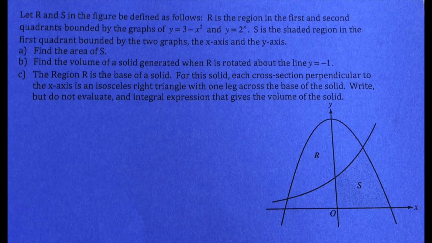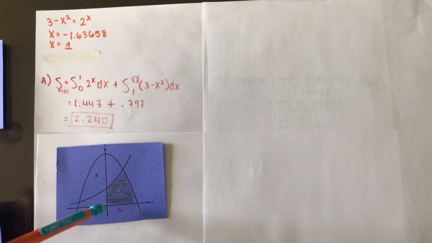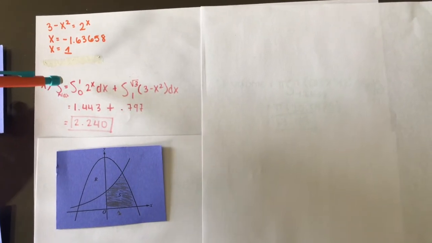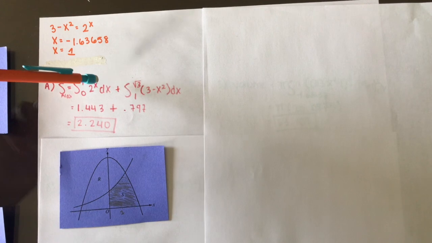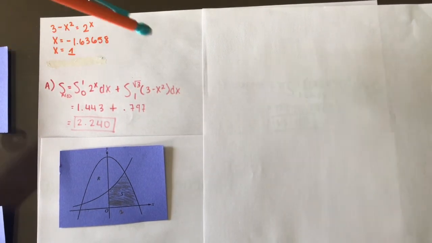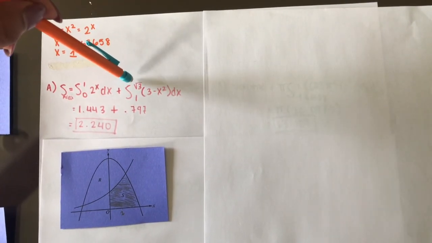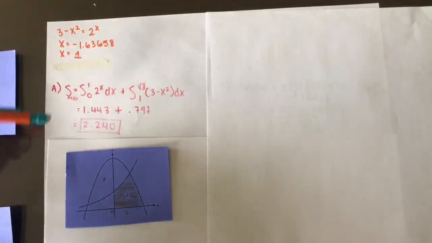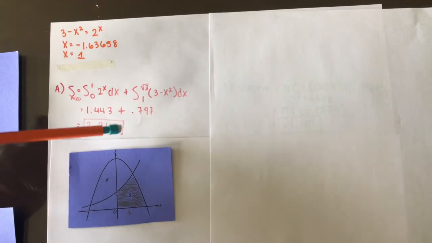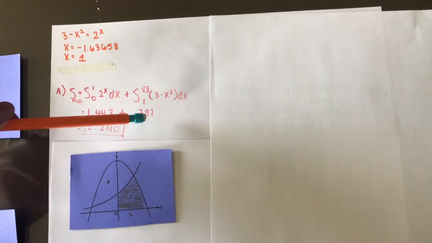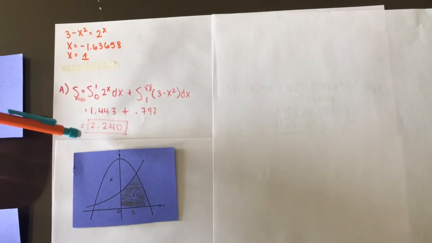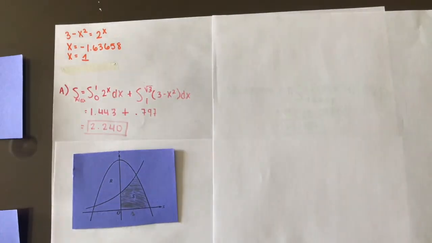A. Find the area of S. In order to find the area of the region S, I divided it into two parts. So it'd be from 0 to 1, the integral of 2 to the x dx. And then I added it to the second part, which is from 1 to root 3. The equation is the integral of 3 minus x squared dx. That comes to 1.443, and I added that to 0.797, and that equals 2.24.